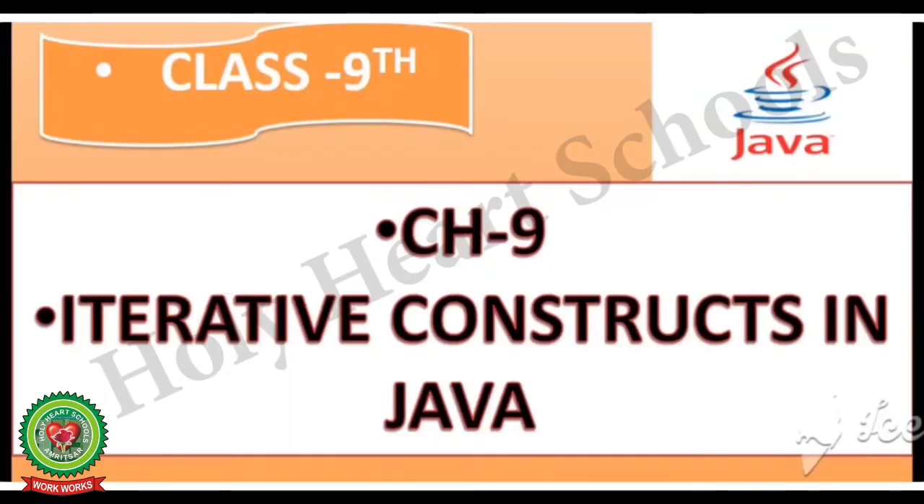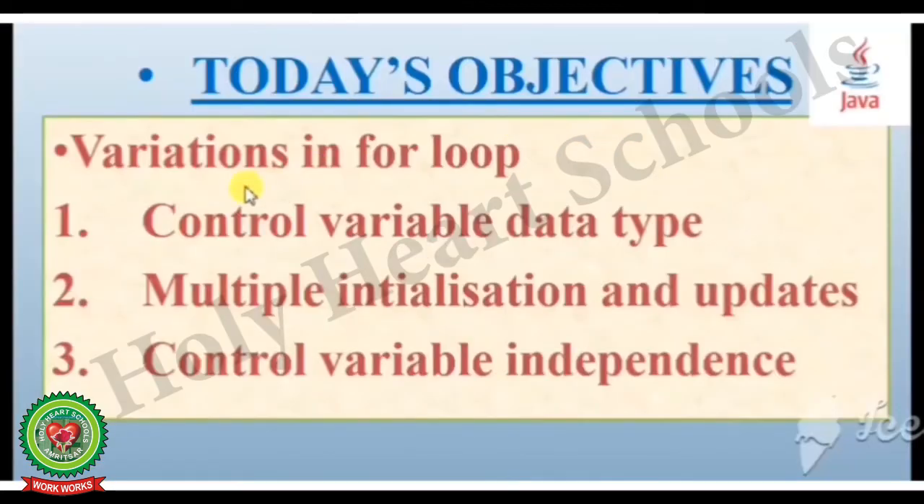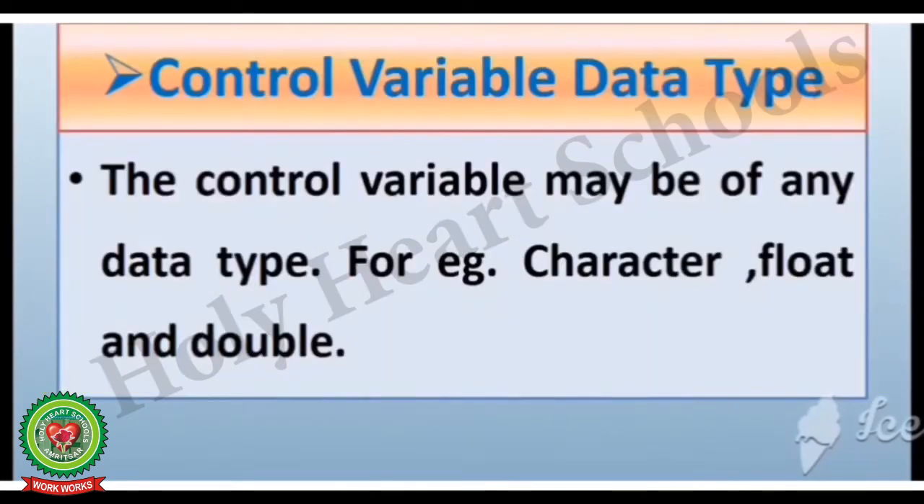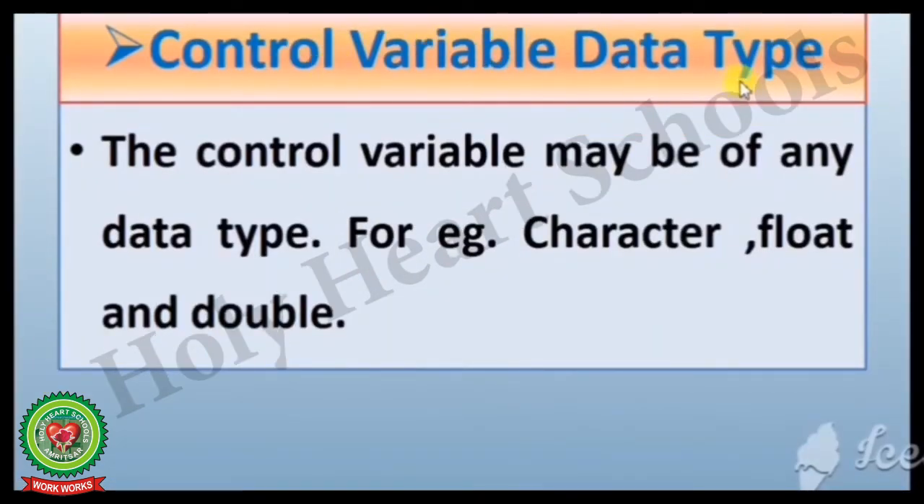Today, we will discuss chapter 9, Iterative Constructs in Java. In this chapter, we will discuss variations in for loop, that is control variable data type, multiple initialization and updates, control variable independence, optional segments, and infinite for loop. So start with topic control variable data type.